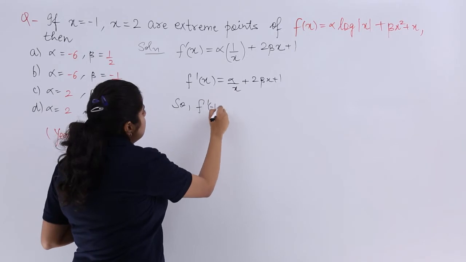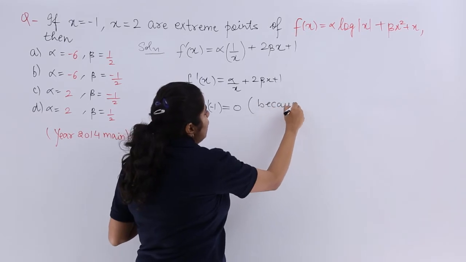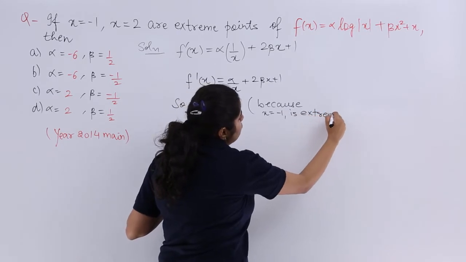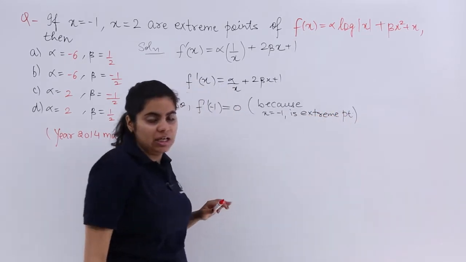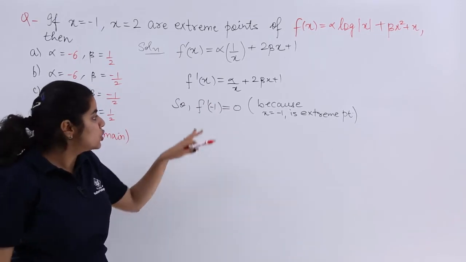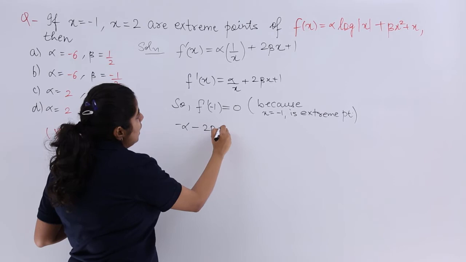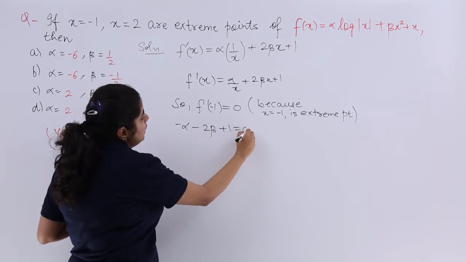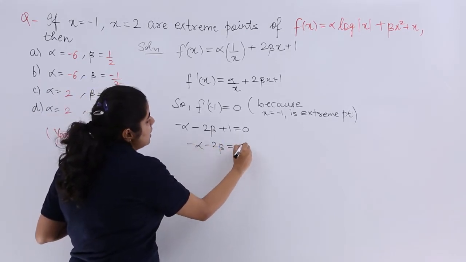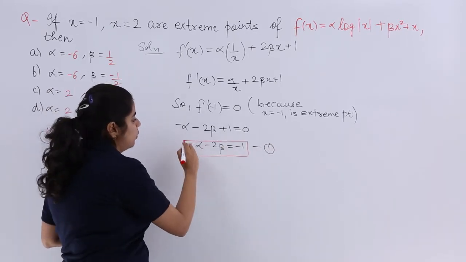So f'(-1) should be equal to 0. Why? Because, you know the reason, x = -1 is an extreme point. In short, if we have an extreme point, the first derivative on putting that value should get us 0. So f'(-1) = 0. That means minus alpha minus 2 beta plus 1 is equal to 0. This is the first equation that you are getting. In short, I can write it as minus alpha minus 2 beta is equal to -1, equation number 1. Let's put this in a box. This will probably help us later on.